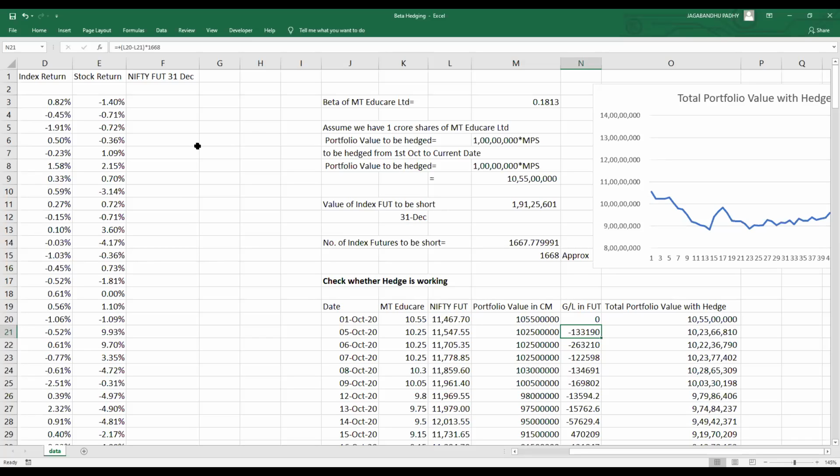Is the beta statistically significant or not? Sir, we'll use a t-test, no? You can use a t-test or a z-test also, because we have sufficient numbers. Quite a lot of numbers, you can use a z-test also. Okay.